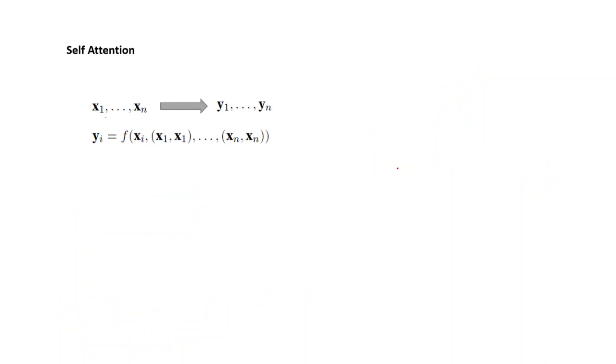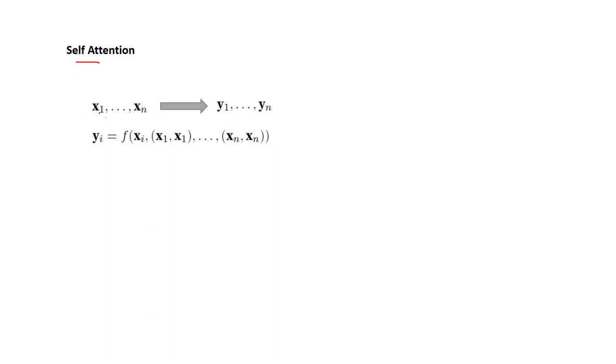Now, when all the queries, keys and values are the same, and we apply a multi-head attention on that, what we get is a self-attention. Self-attention is very important in the sense that it is used as a replacement of RNN in artificial neural networks. What happens here?